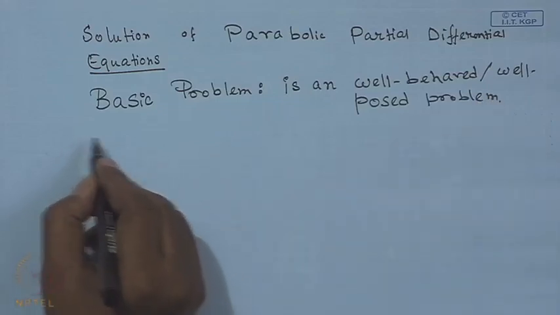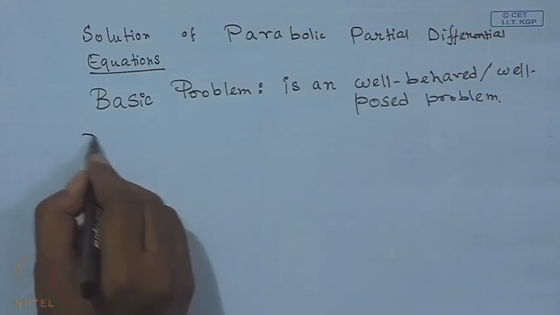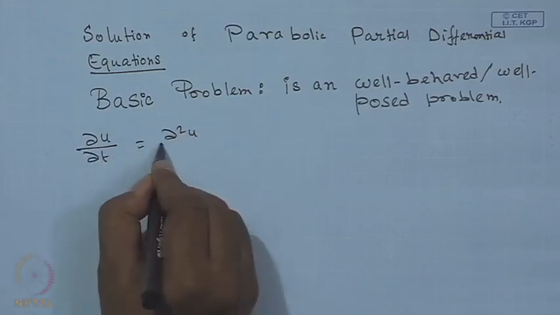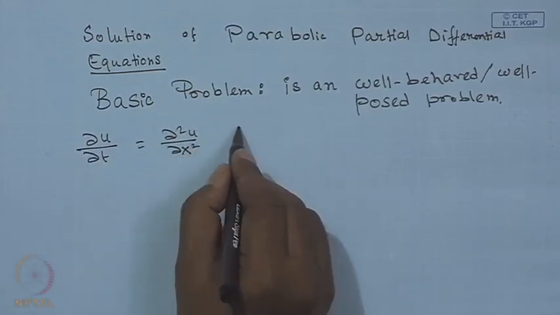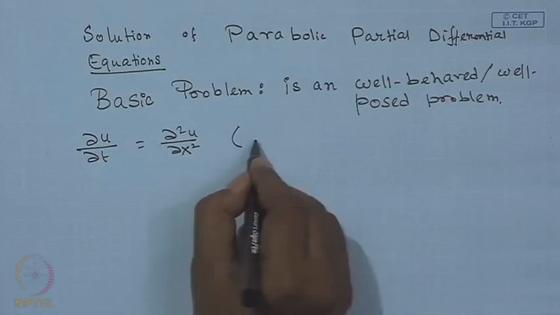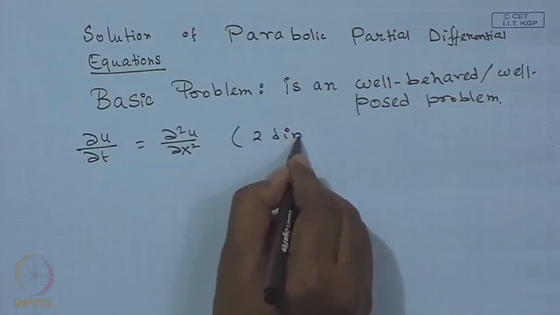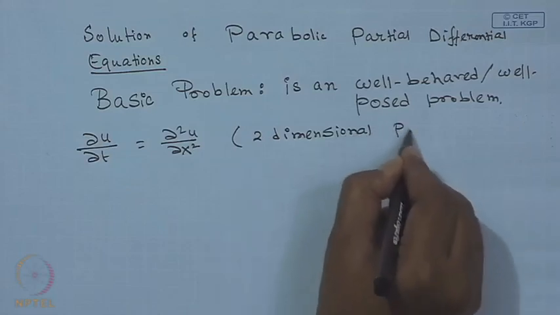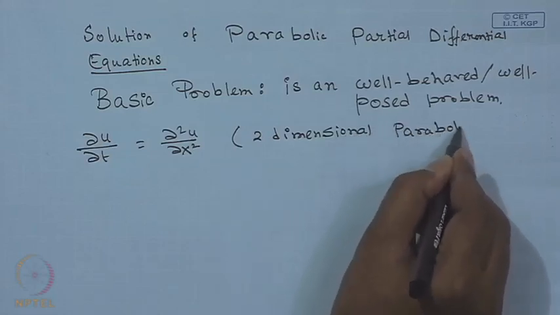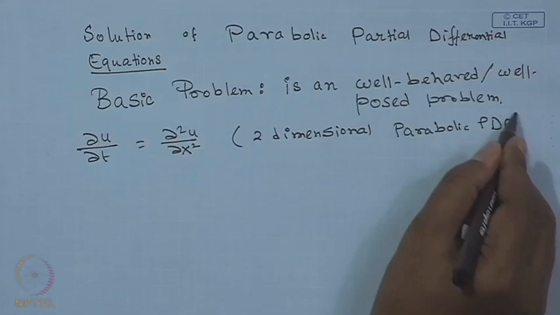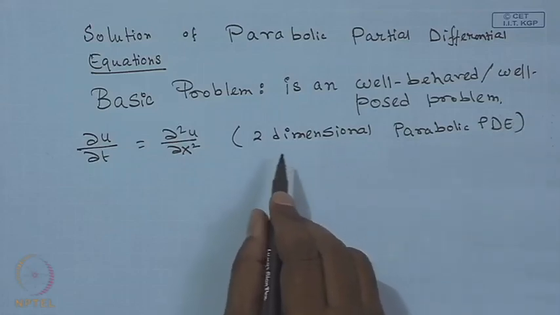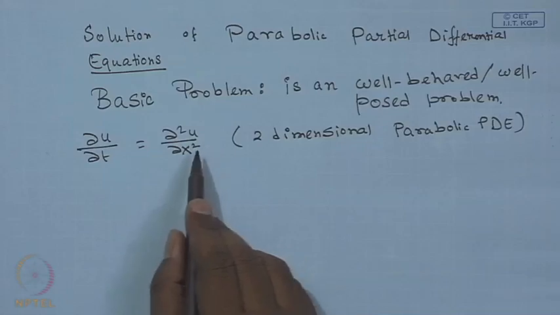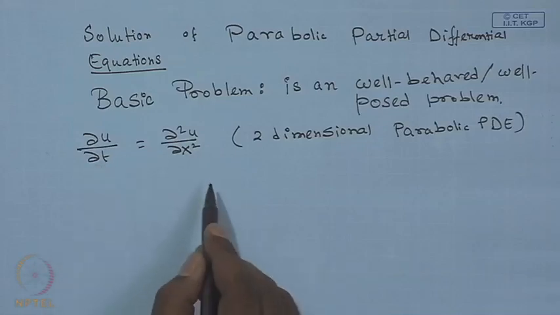Okay. So, ∂u/∂t is equal to ∂²u/∂x². This is a typically two dimensional parabolic partial differential equation. It is also called a one dimensional transient problem. This is one dimension in space, and transient means it is time varying.